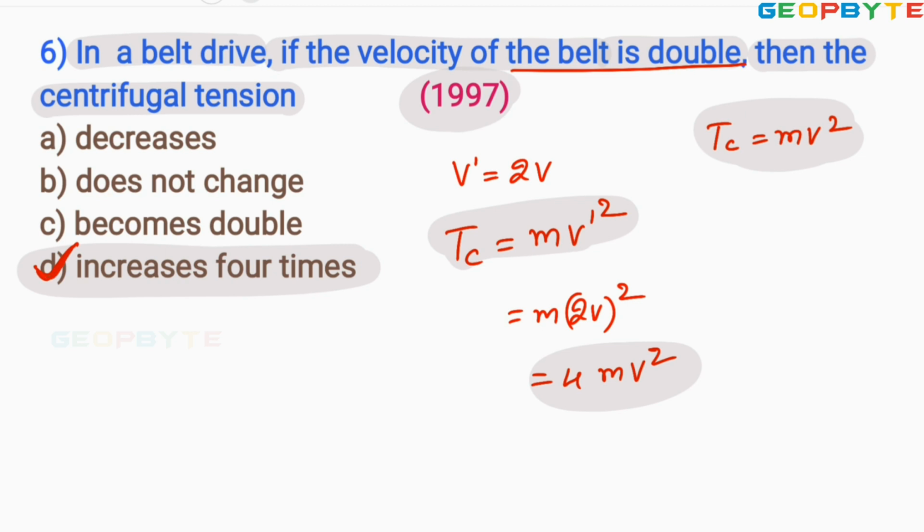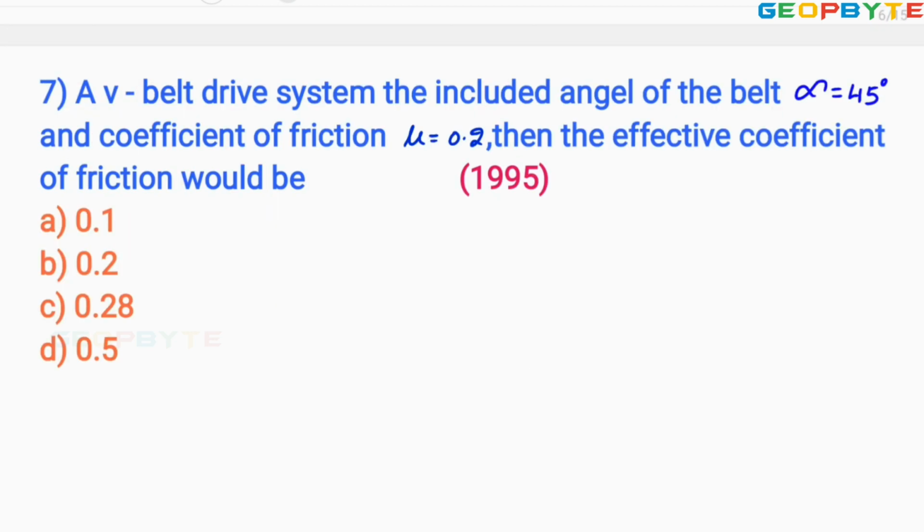Let us go for the next problem. Look at the seventh problem. It was asked in 95. It is given like this. This problem is also very important. Let me mark it as a 5-star problem. Very important problem. Let me read the problem.